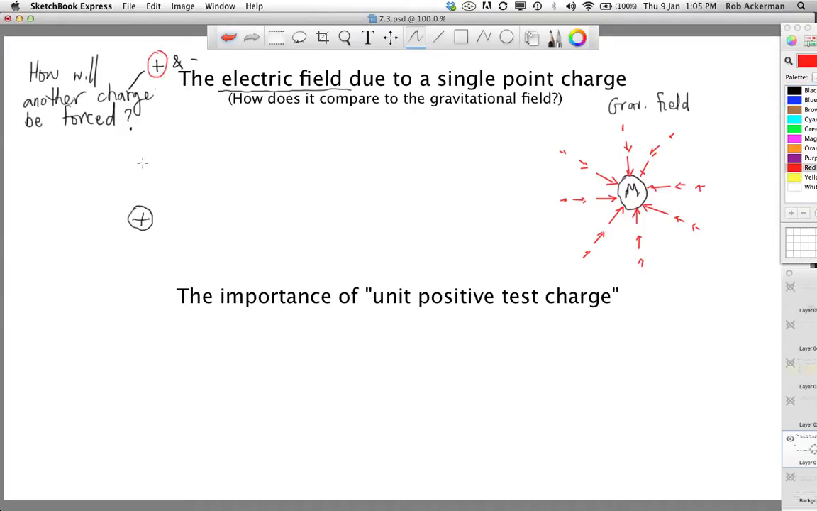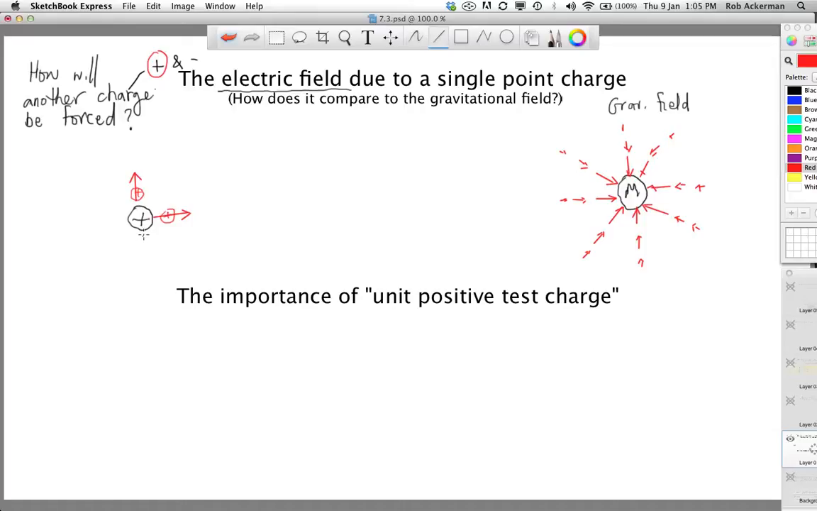Okay, so now imagine this. How would a positive charge that was brought near this other positive charge here, how would it feel? Well, it would be forced away, of course. That's the law of electric charges. There would be repulsion. If I put the charge here, it would feel repulsion this way, and so on and so forth.